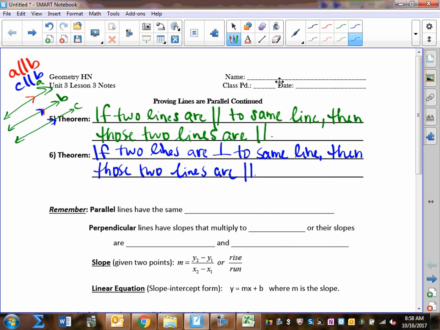Alright, so again, we have this first one. If two lines are parallel to the same line, those two lines are parallel. This seems pretty obvious. Let's take a look at this next one. If two lines are perpendicular to the same line, then those two lines are parallel.